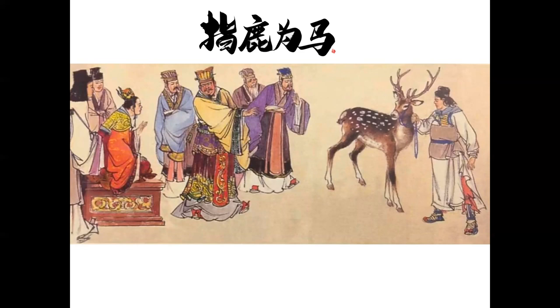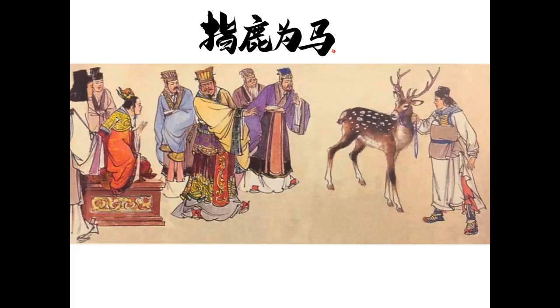So the story is called Zhilu Wei Ma, which means pointing to a deer for a horse, and that story happened roughly 2,000 years ago, when this guy, his name is Zhao Gao, was a very powerful person at that time. He's like the prime minister of the dynasty, and he's also very evil. He has his eyes on the throne, but he wasn't very sure how much support he had among the generals and ministers in the empire.